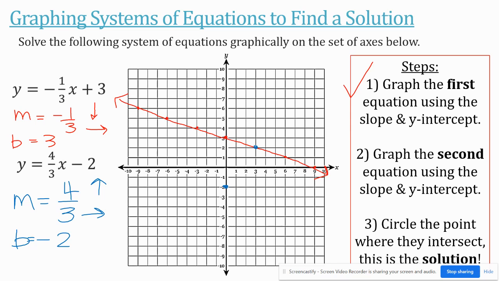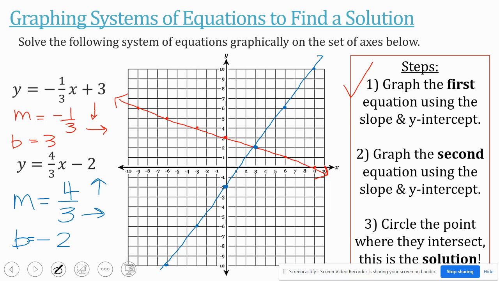And I'm going to continue that. 1, 2, 3, 4. 1, 2, 3. Then I'm going to go in the opposite direction, counting the same way, down 4 and to the left 3. Remember, we want this to be as accurate as possible.